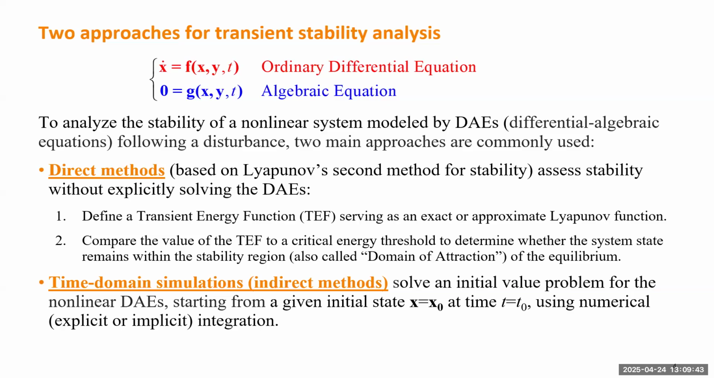And the second method, somehow indirect, needs to do time domain simulation first, based on some initial state, to solve the initial value problem for any desired period of time. If all the generators stay together, which means the synchronism is maintained, the system is stable. If any generator flies away, it will be unstable. To be able to solve the DAE model, we need to utilize some integration method. It can be an implicit method or explicit method, to finish the simulations.